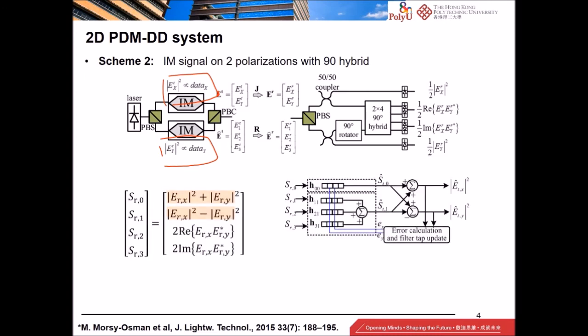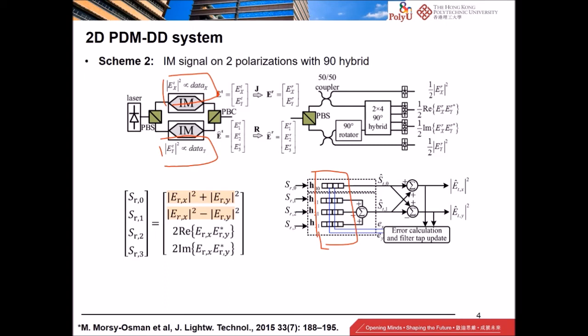Once you obtain the received Stokes vector, you can pass it through some sort of linear filters, captured here. The linear filters essentially try to mitigate or equalize some of the transmitter imperfections and also perform some overall intersymbol interference cancellation due to various imperfections along the transmission link.